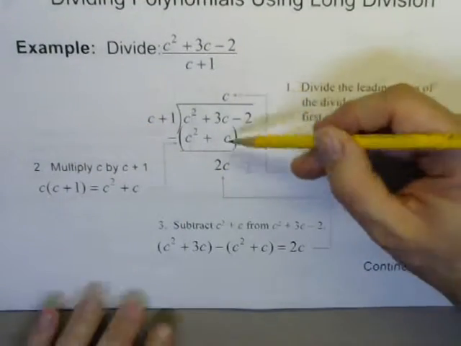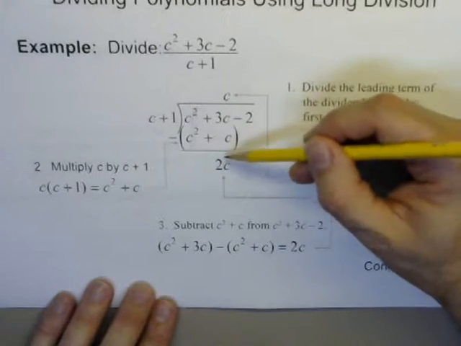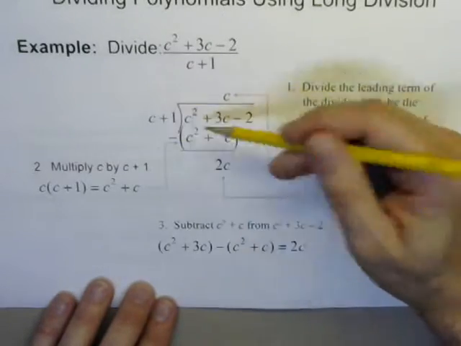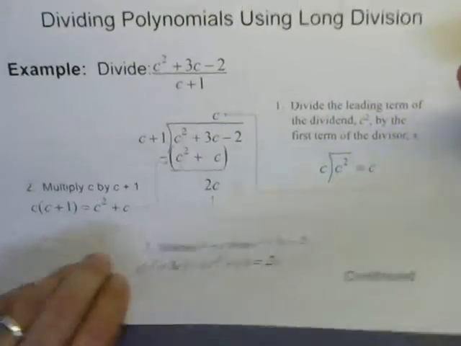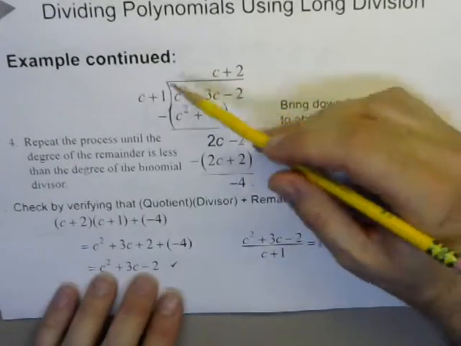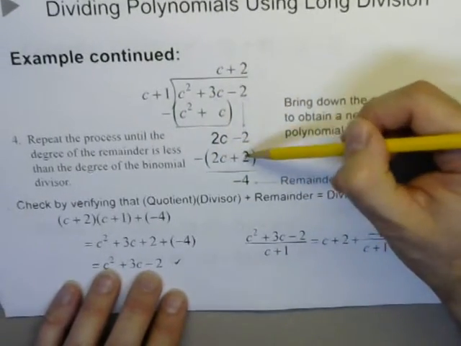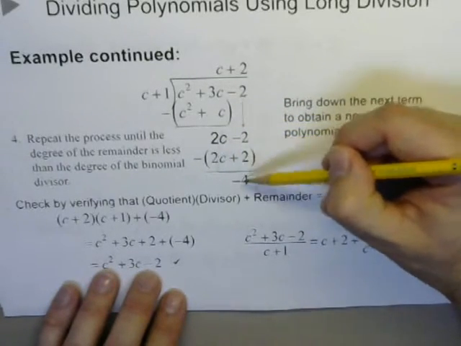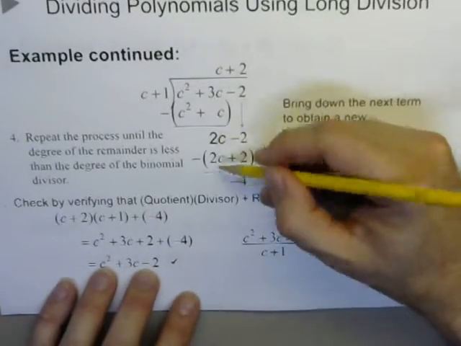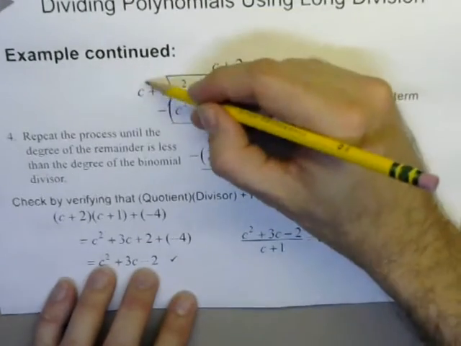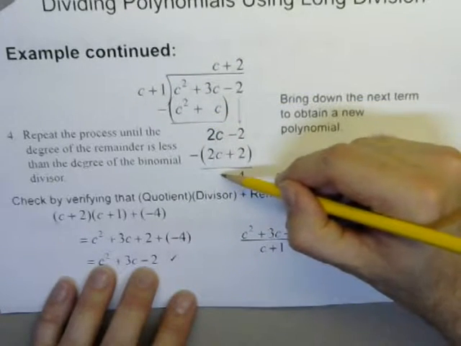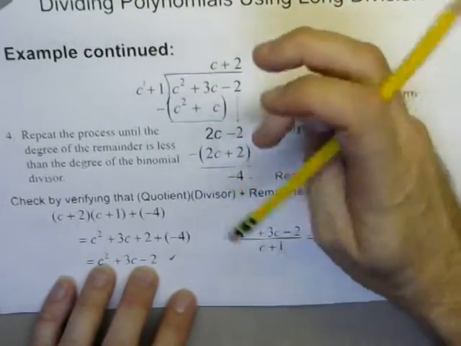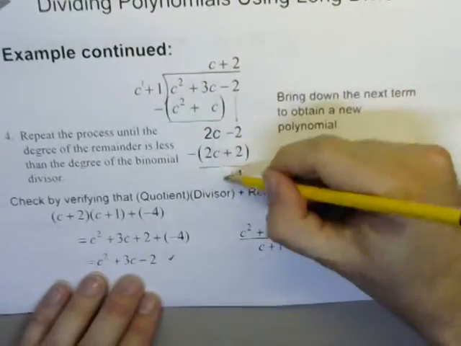So you kind of start over again and ask yourself, what would you multiply this by to get 2c? Well, you'd have to multiply c by 2. So you'd put a 2 up here, again, take 2 times c, which gives you 2c plus 2, and then just subtract again. So those cancel. You get negative 2 minus a negative 2, which gives you negative 4. And then you can stop once the degree of this polynomial is less than the degree of this polynomial. So there's no c here. You could think of this as c to the 0. This is c to the first, so you can stop. And then this would be your remainder.